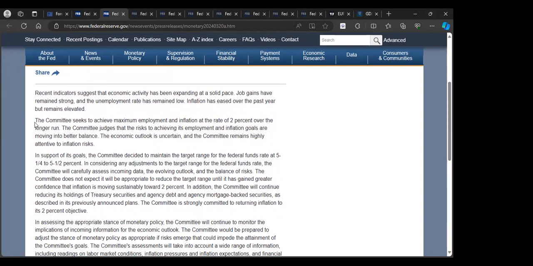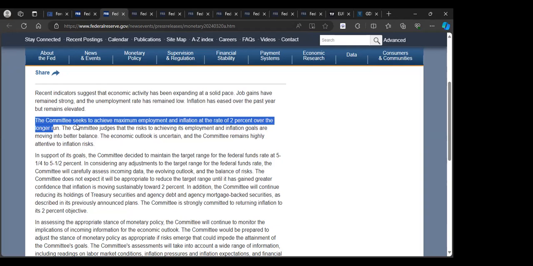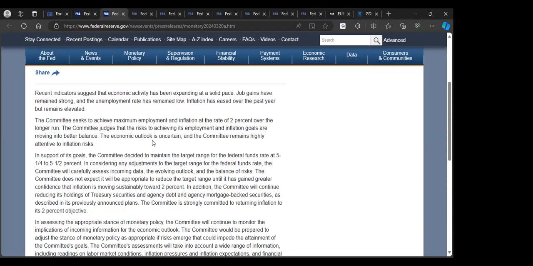So this sentence right here, I promise you, you can search the Fed's website and almost every statement has it in it somewhere for like the last 18 years. This statement is so annoying. The committee seeks to achieve maximum employment and inflation rate at 2% over the long run. The over the long run part might not necessarily be there, but maximum employment and inflation rate of 2% is what you're going to see in most Fed statements.